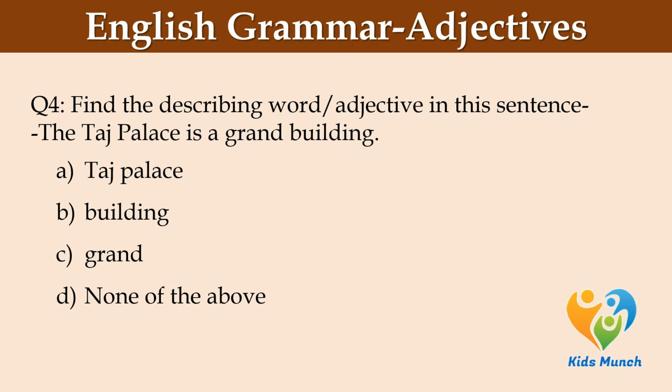Find the describing word in this sentence. The Taj Palace is a grand building. Option A, Taj Palace. Option B, building. Option C, grand. Option D, none of the above.